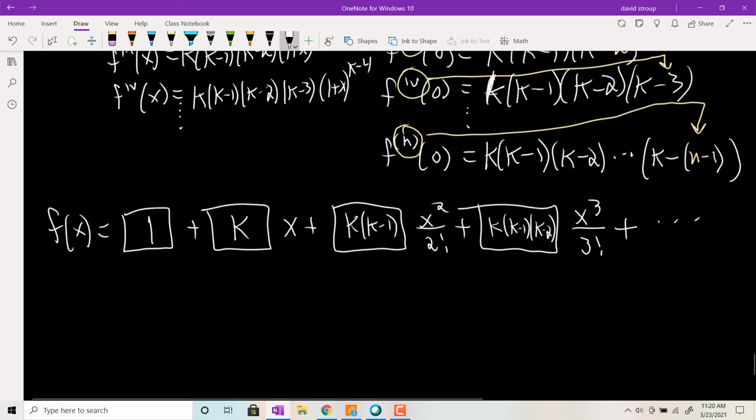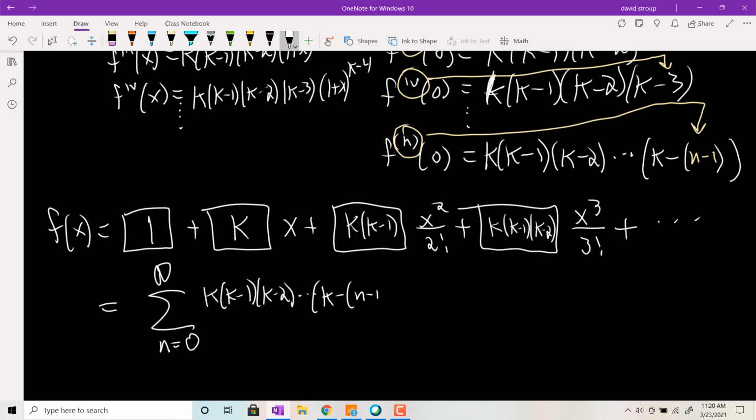And in general, if you want the summation notation, it's the sum from n equals 0 to infinity of k times k minus 1 times k minus 2, dot, dot, dot, all the way to k minus n minus 1, x to the n all over n factorial. Okay. I think that's it.